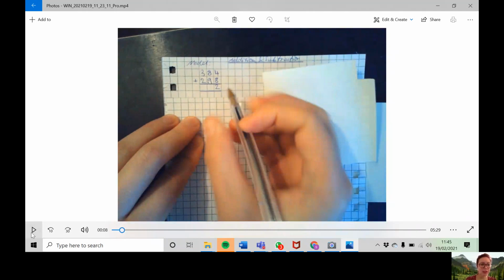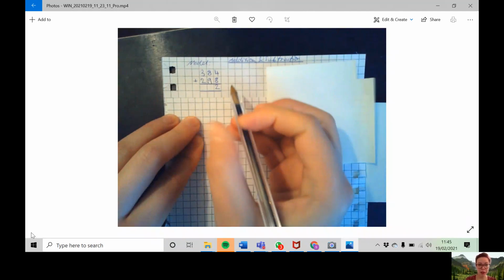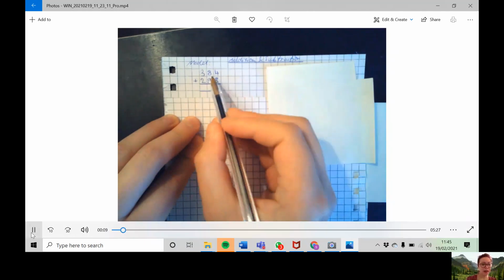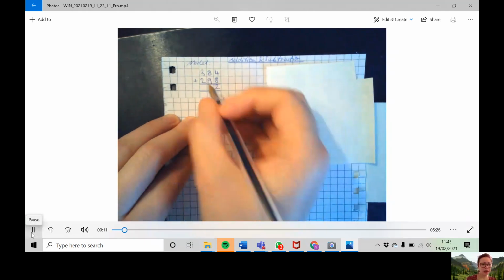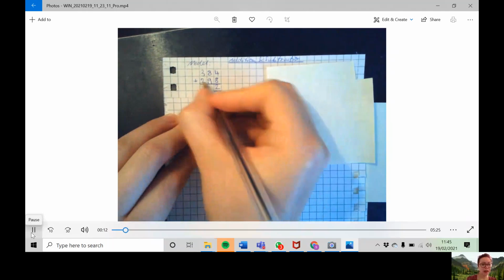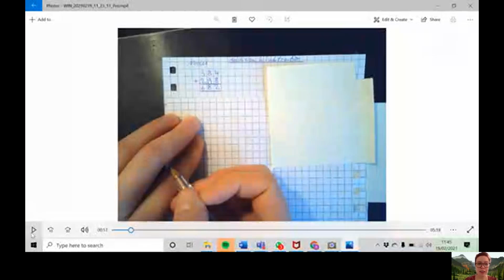Then you do 8 plus 9 plus 1, which gives you 18, and finally you do your 3 plus 2 plus 1, which gives you 6. So your total is 682. Always remembering that when you regroup, you add your little number there in the same place every time so that you always remember to add it on.